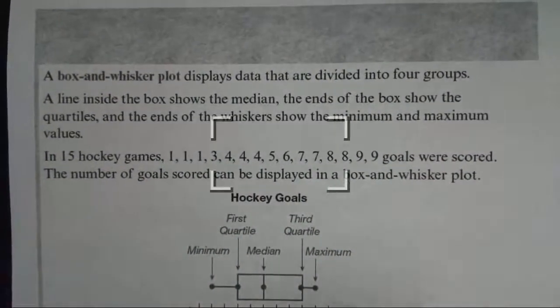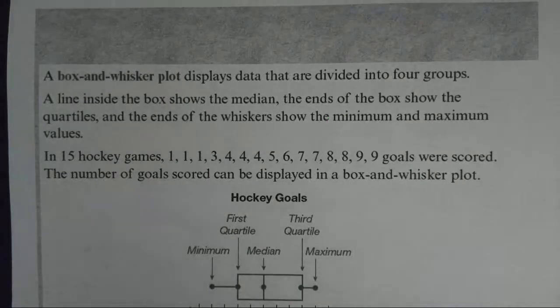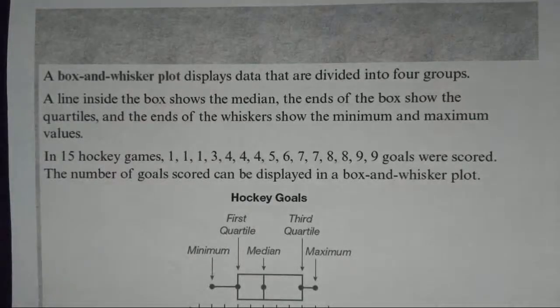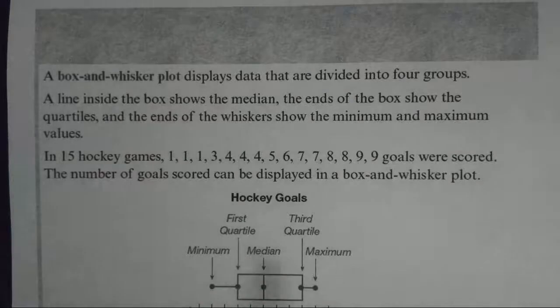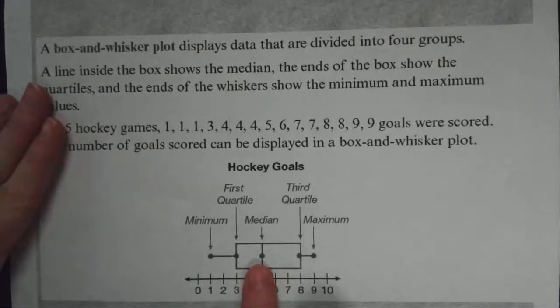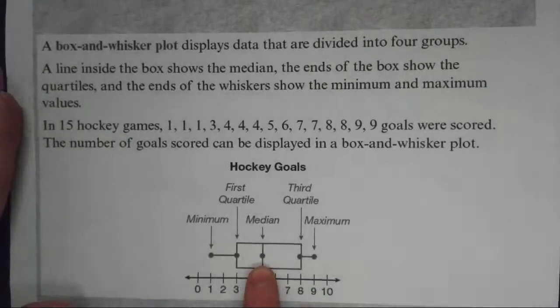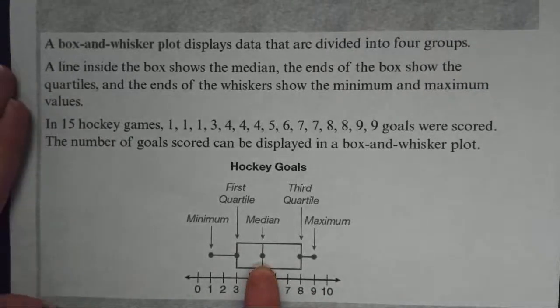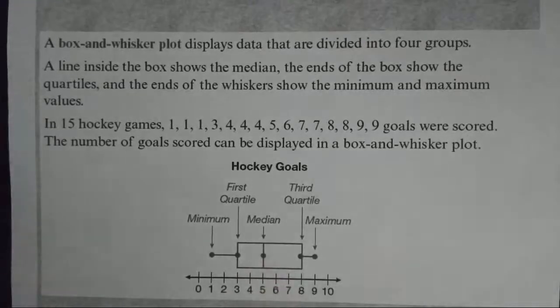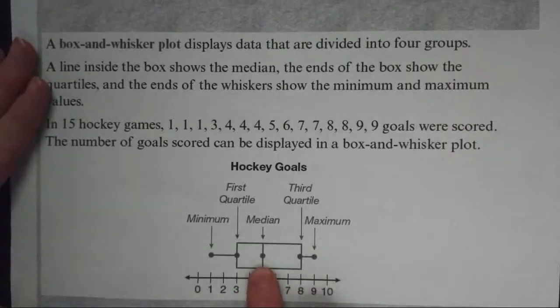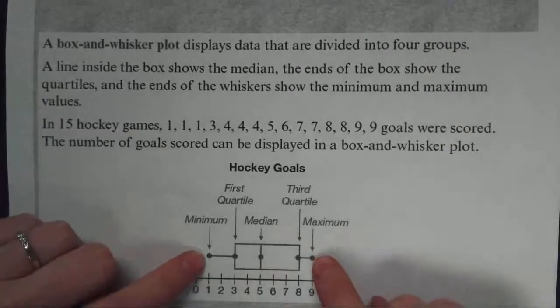A box and whisker plot displays data that are divided into 4 groups. So it basically is a good visual way to see where the center and the ends of the data are. Now, there's a line inside the box, and you can see that on this example right here. The line inside the box is the median, and we know how to find the median because we line all the numbers up in numerical order and then eliminate the first and last numbers until we just have the center number. If you have 2 numbers in the center, you have to find the average of those 2, and that gives us the median. Now on the ends here we have the minimum and the maximum.